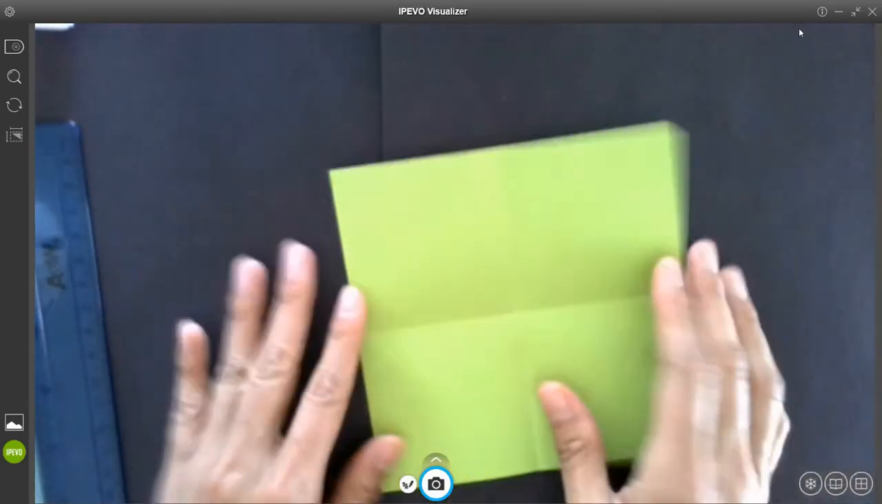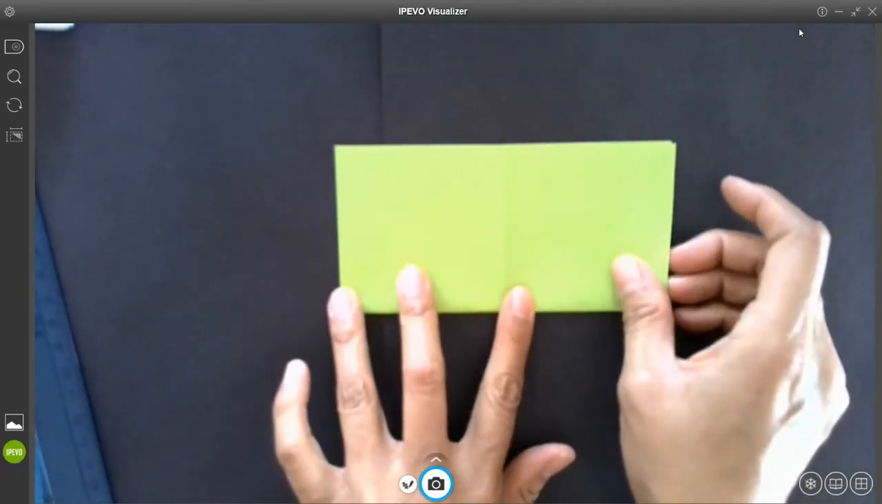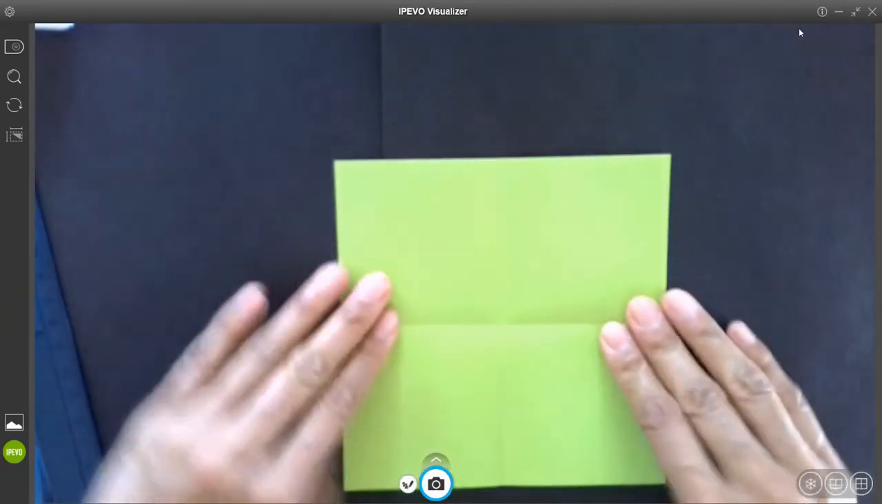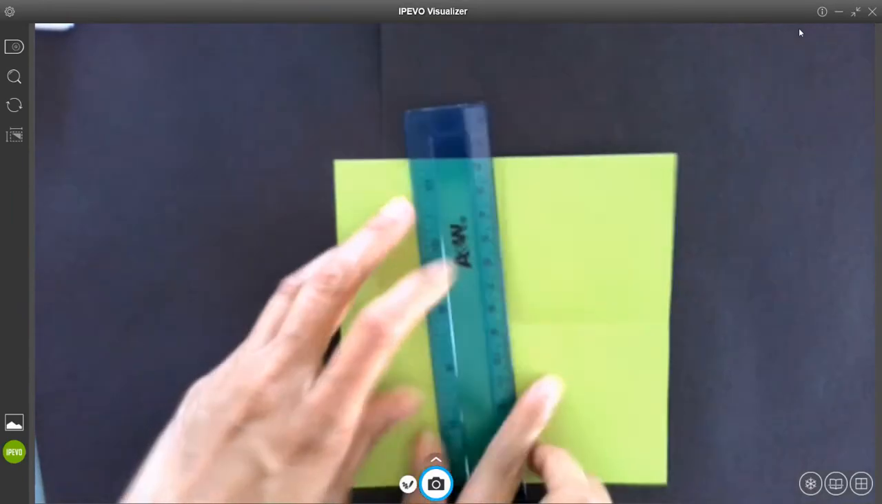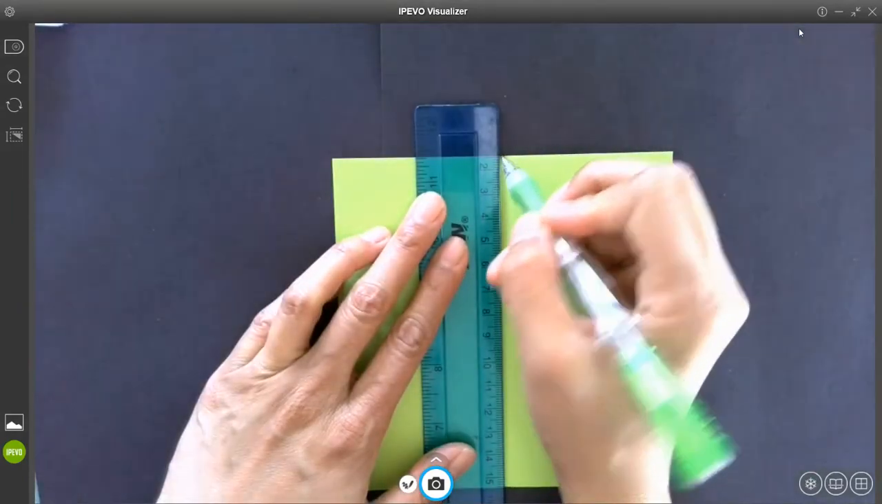I fold it that way. The sides and corners line up. So I'm going to go ahead. I found two lines of symmetry, very much like the ones in the rectangle. So I'm just going to draw those.